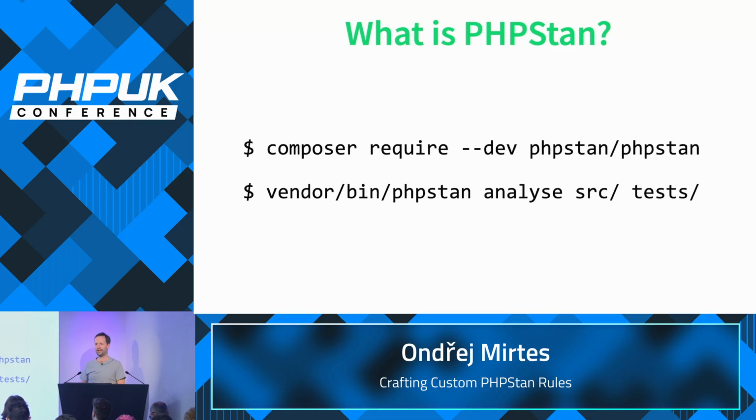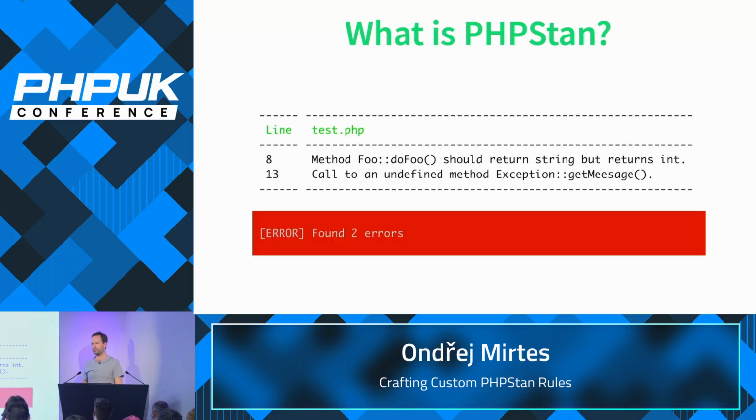So you can uncover these tricky bugs even if you don't know about them today or during development. It's a free open source tool. You can run it on the command line and the output looks something like this. So here you can see that it tells you that this method is supposed to return string but returns an integer, or that you have a typo in the message in the method that you are calling on an exception.